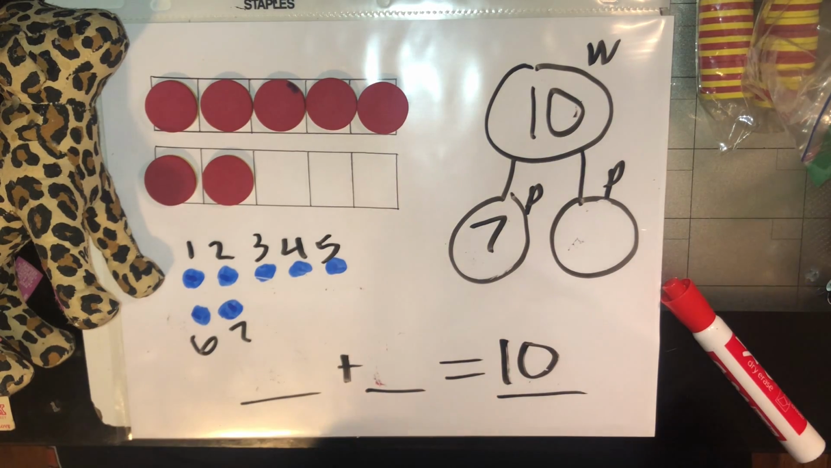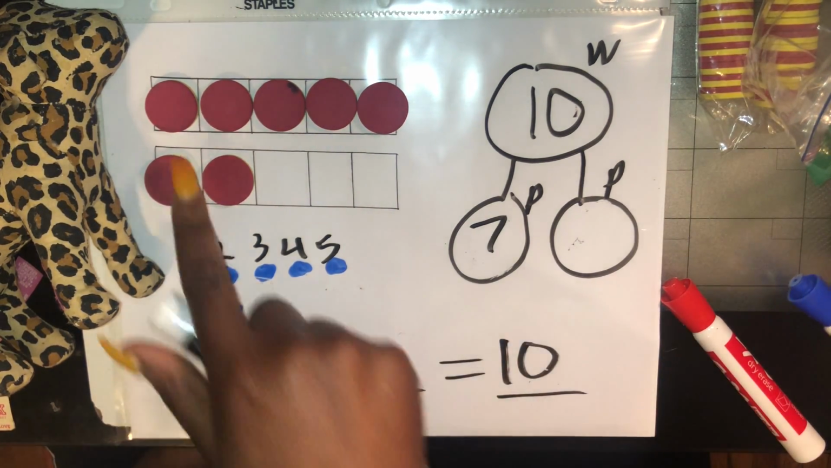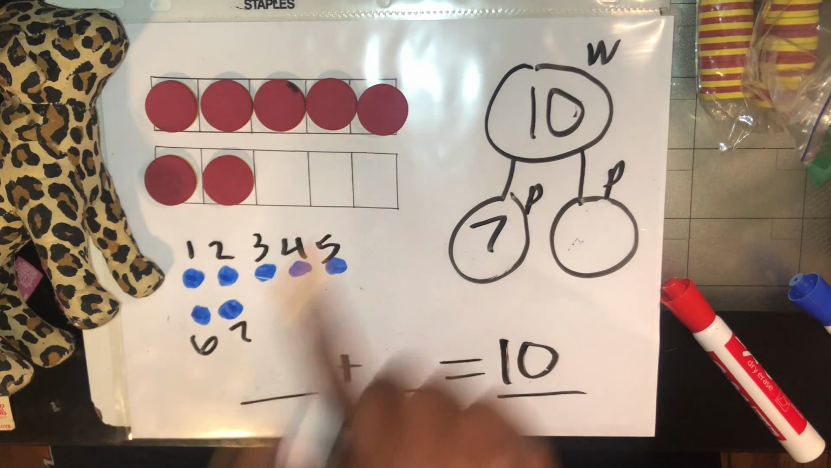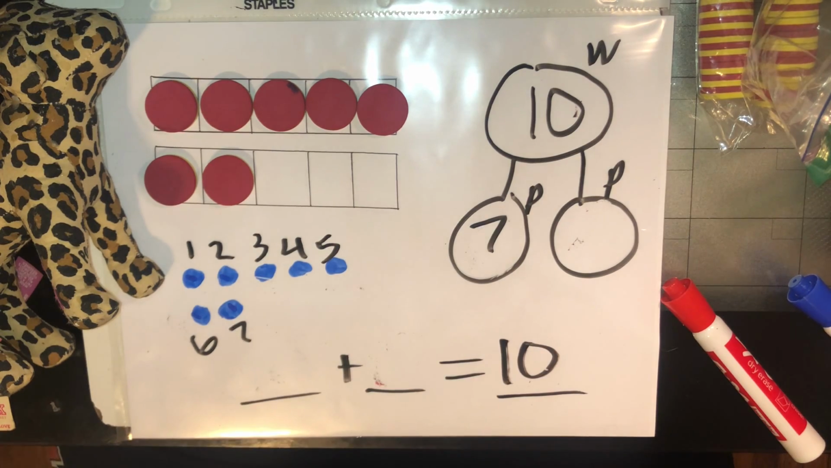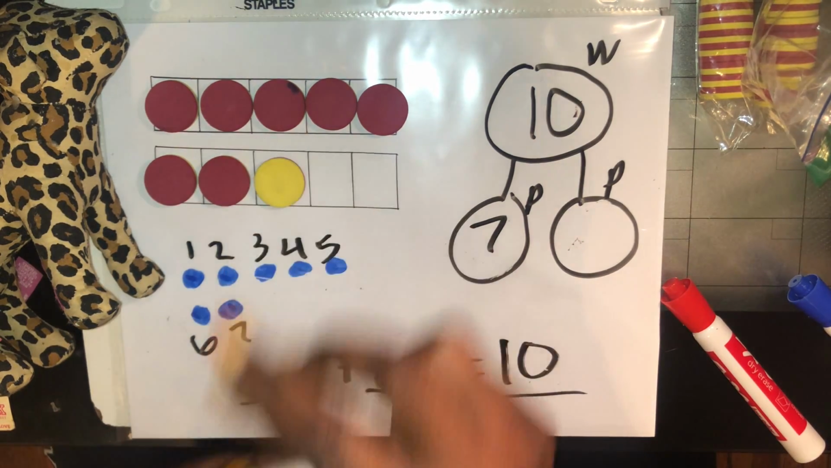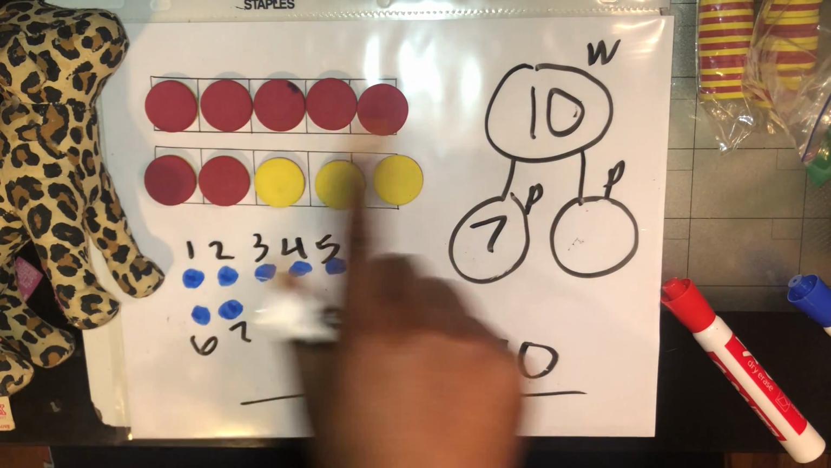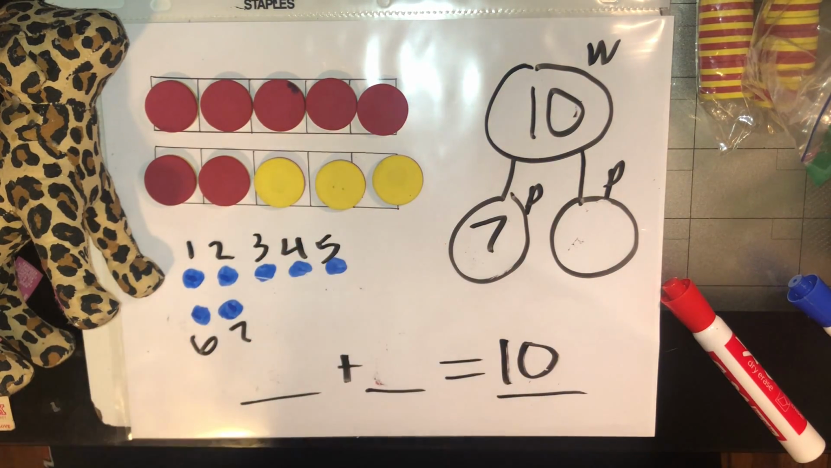Okay, so you could have done this. So you know that I have 7 red counters. 1, 2, 3, 4, 5, 6, 7. How many more do I need to make 10? Let me count. 1, 2, 3. So I could do 7 red, and 3 more was going to make me make 10.